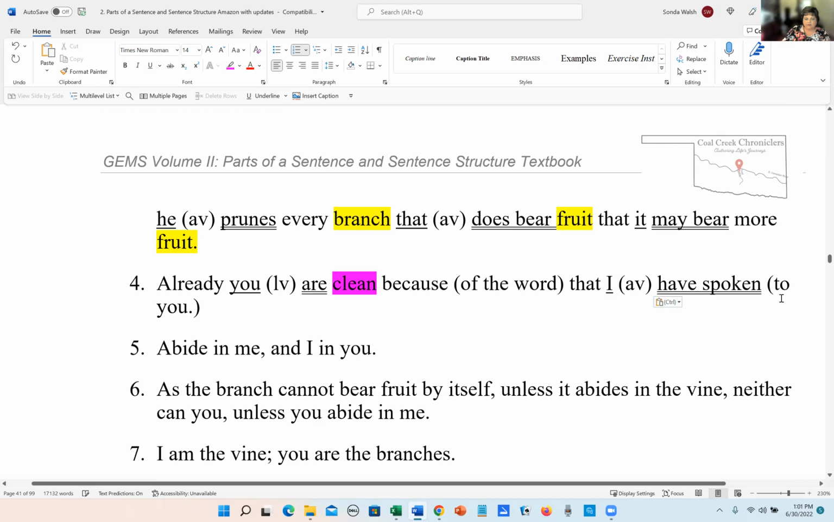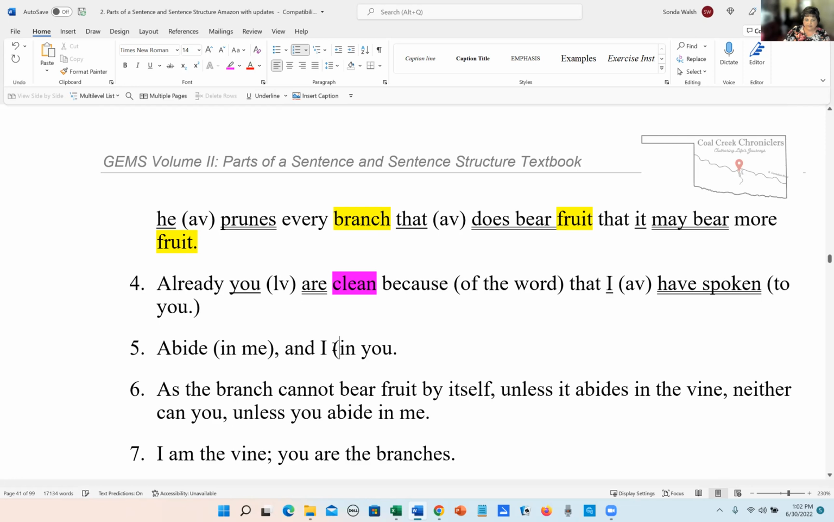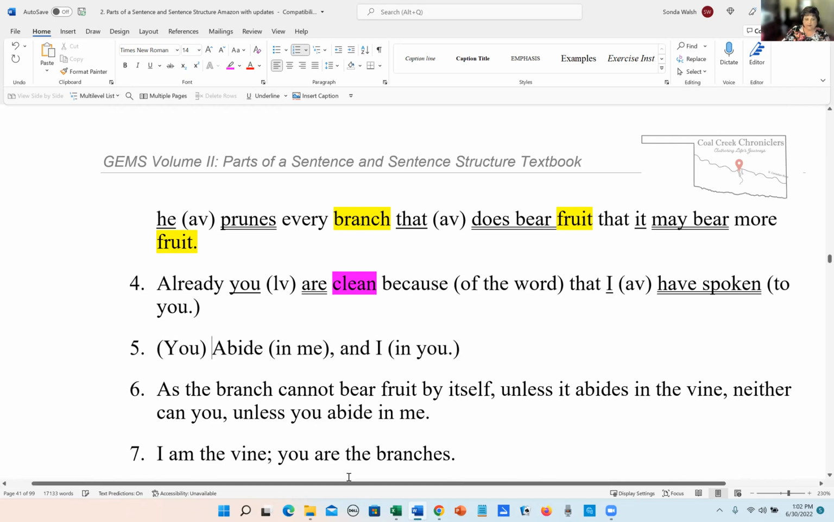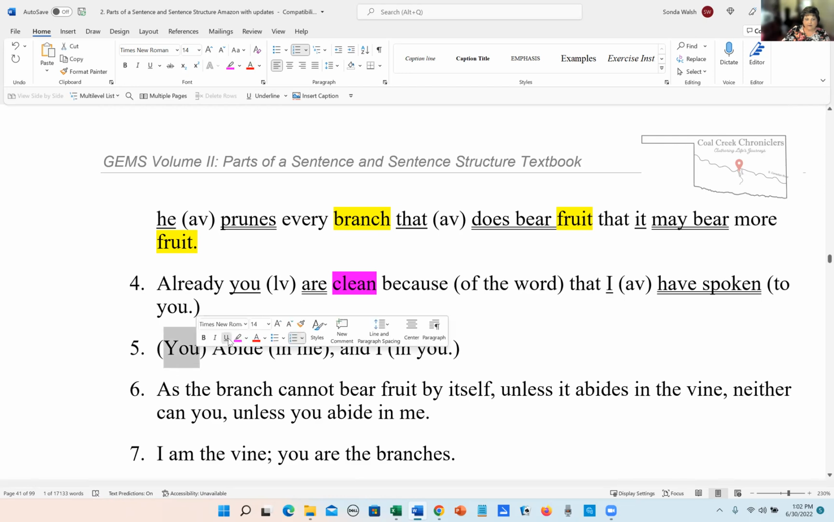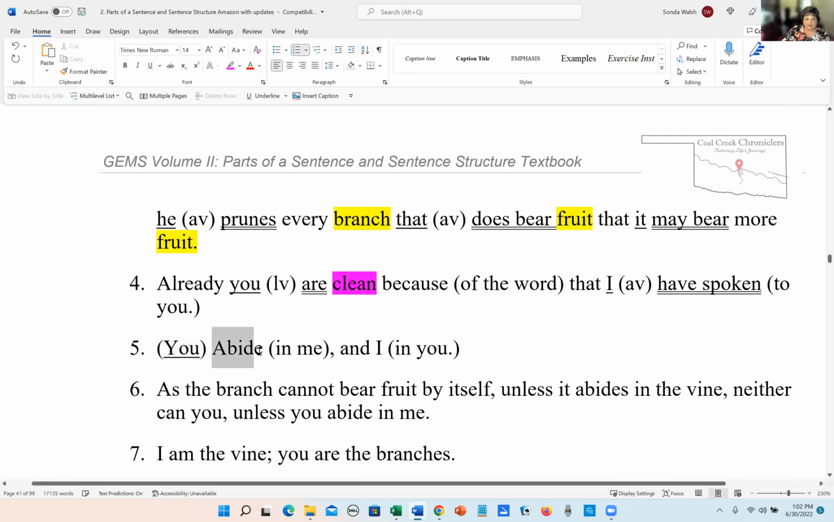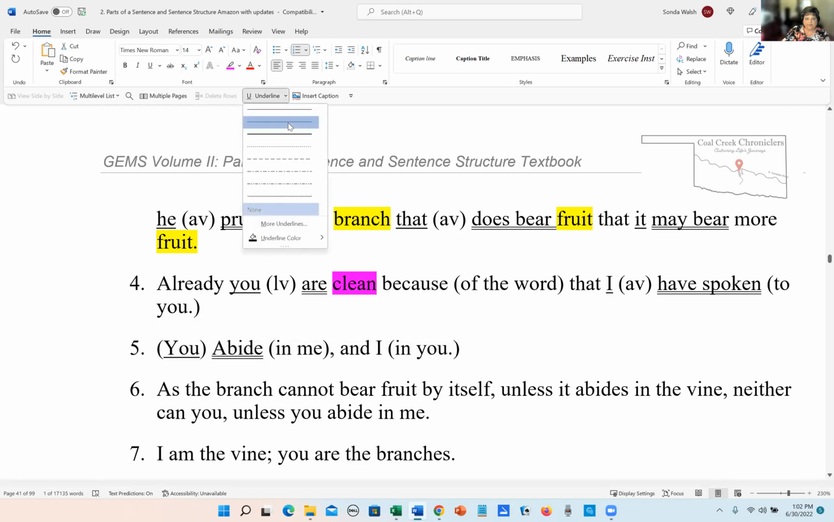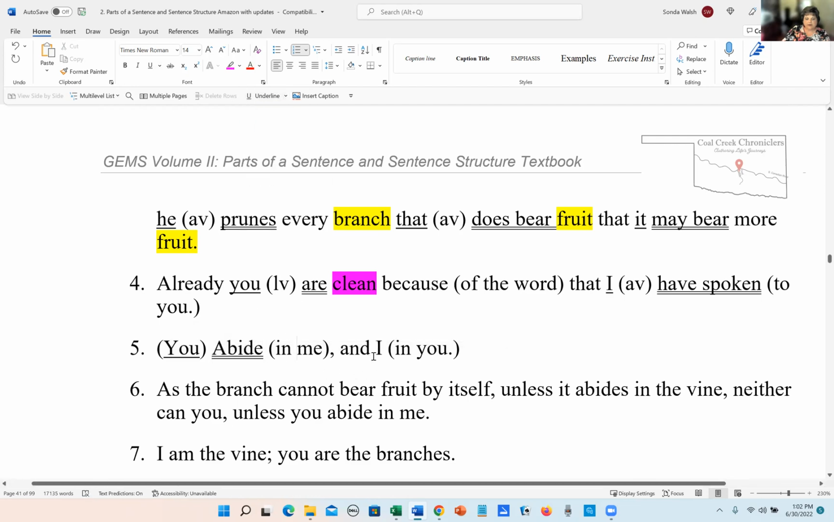Okay, but "to you" is a prepositional phrase, so we will not find a direct object there. Okay, number 5, "in me" is a prepositional phrase, and "in you" is a prepositional phrase. So here we have an understood "you" as our subject. Underline that. You what? Abide is a verb. And "in me" tells where.